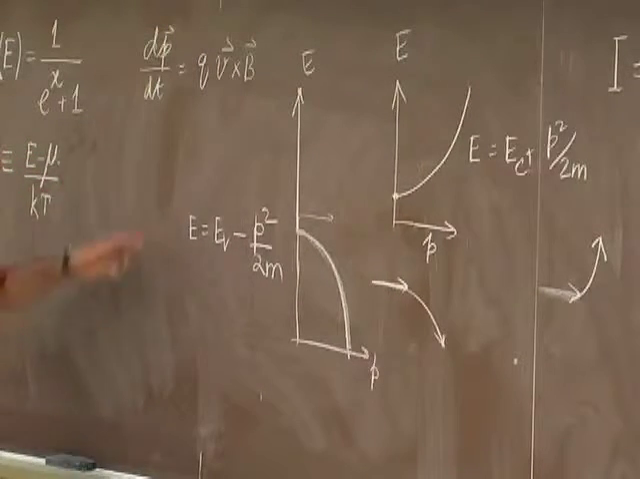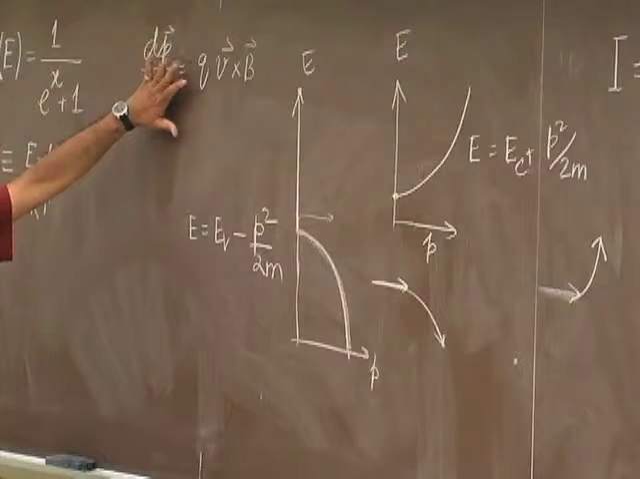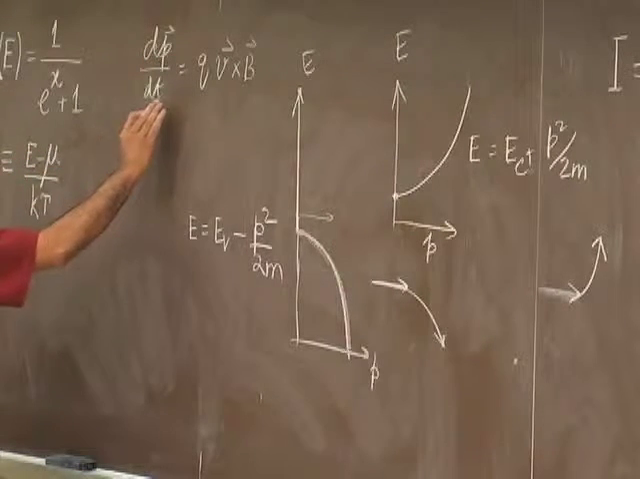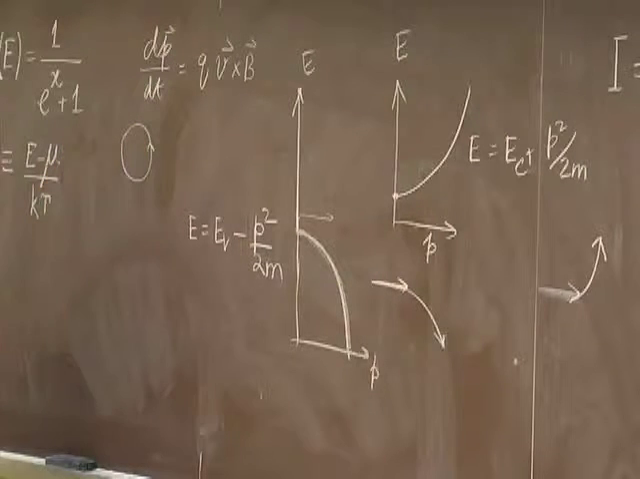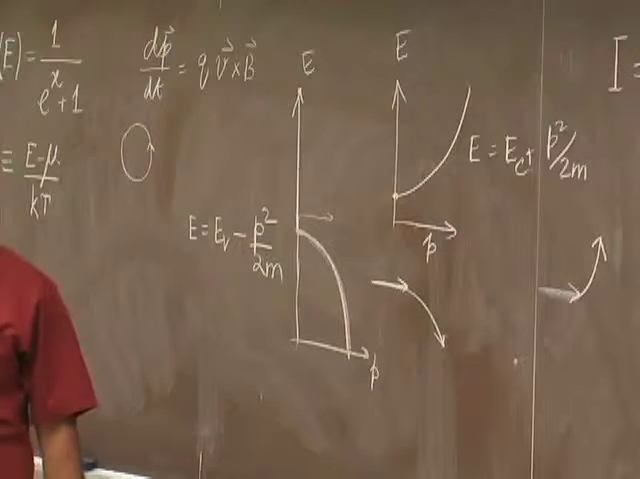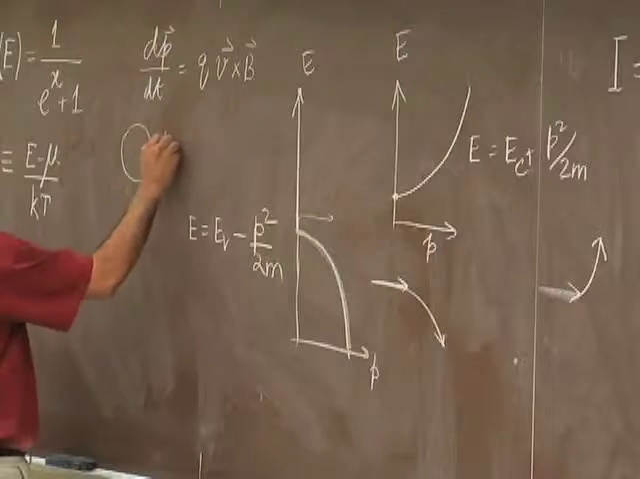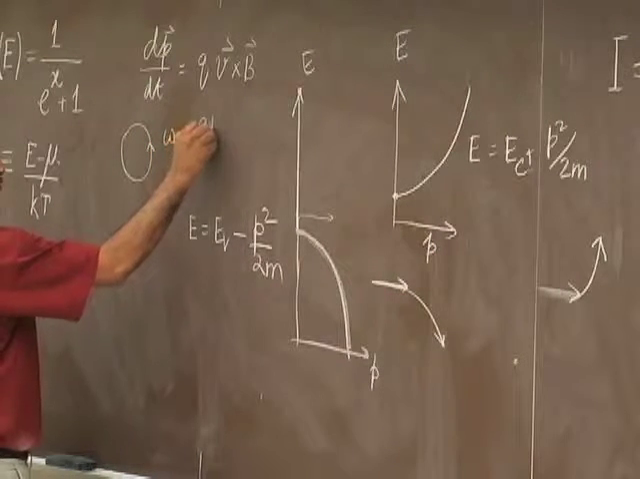I don't quite want to go through the algebra, but one of the things you know is that this causes an electron to go around in circles. You have probably seen this. It's called the cyclotron frequency, and the cyclotron frequency is given by QB over M.